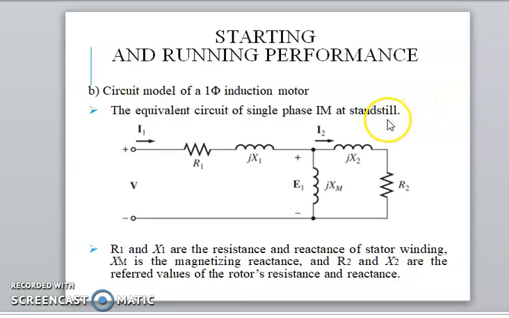Okay guys, first, single phase and three phase circuit equivalent circuits are actually the same construction. We have the magnetizing circuit and then the rotor circuit. So R1 and jX1 refer to the stator, jX is the magnetizing branch, and jX2 is the rotor part.